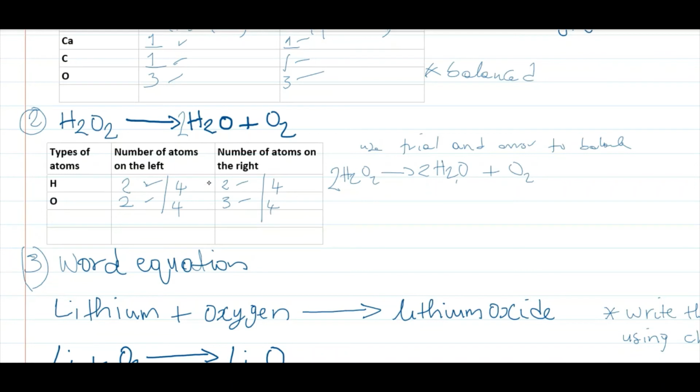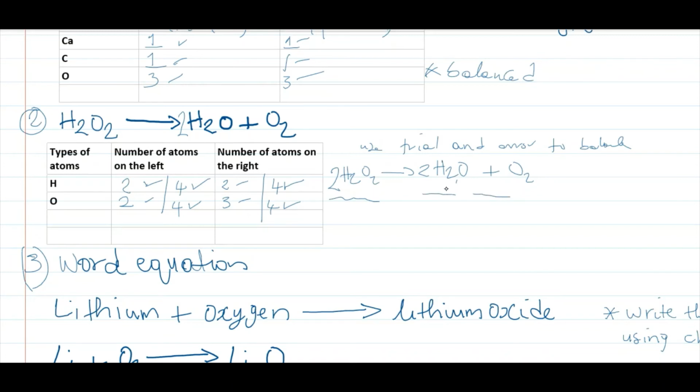Now we can say with the balanced equation, there are 4 hydrogens on the reactant side and 4 hydrogens in the product side. Also, there are 4 oxygens in the reactant side and 4 oxygens in the product side. And this is the final balanced equation.